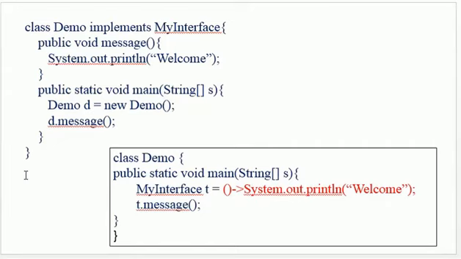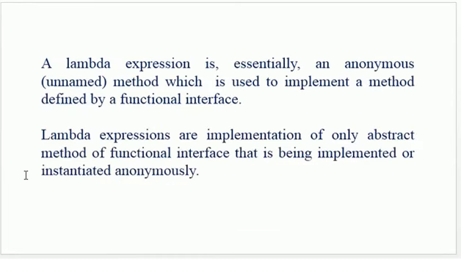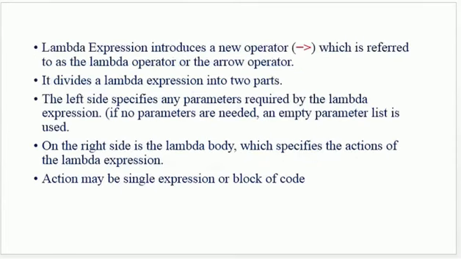Now maybe you have understood what a lambda expression is. So lambda expression is an anonymous method which is used to implement a method defined by functional interface. So this is what we have done, and this is the formal description or definition of lambda expression. Lambda expressions are implementations of only the abstract method of the functional interface that is being implemented. Now we just want to learn how to write lambda expression.